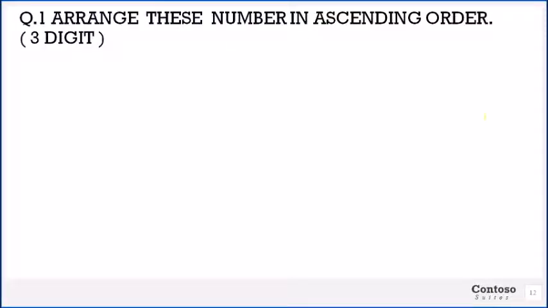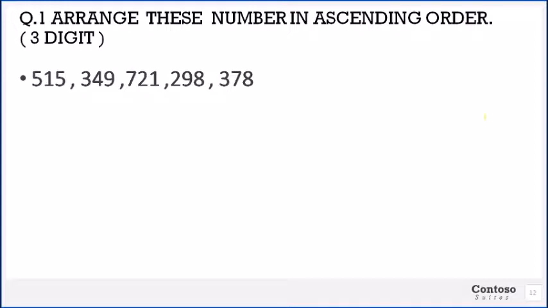Now come to the question. Arrange these numbers in ascending order. These are the three-digit numbers. Let's see. The numbers are given on the screen. First one is 515. Next one is 349. Next one is 721. Next one is 298. And next one is 378.